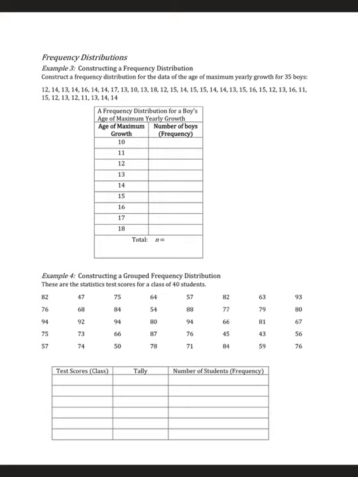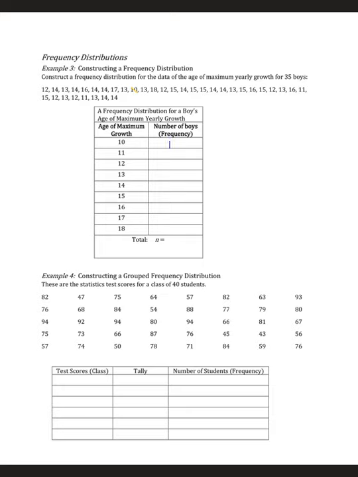So what we want to do is look at the data set, and there's a couple of ways you can go through it. I have it a little bit filled in for you. The first age of maximum growth is going to be 10. I'm going to choose a different color so I can see it easier as I cross it off. Looking at age 10, we have one 10 there, so we have one 10-year-old. We're just going to put a 1 there.